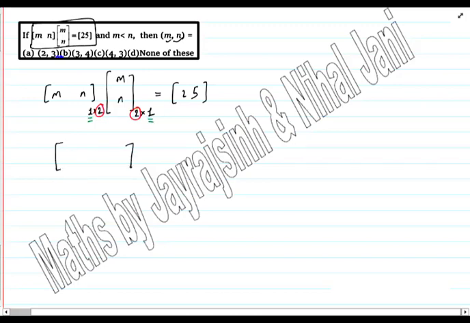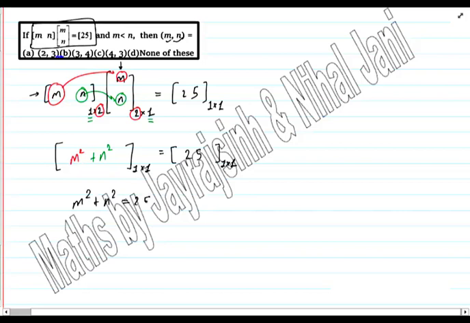So we only have one element, right? And it is obvious that on the right side we have a 1 cross 1 matrix, so we should get the multiplication of order 1 cross 1 matrix. Okay, so let's multiply the first row and first column. m multiplied with m will give us m square, and then multiplication of n with n gives us n square is equal to 25. Now let's compare the elements. This will give us m square plus n square is equal to 25.